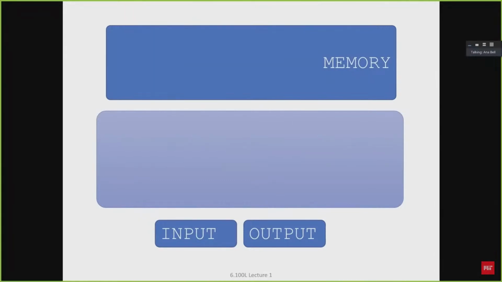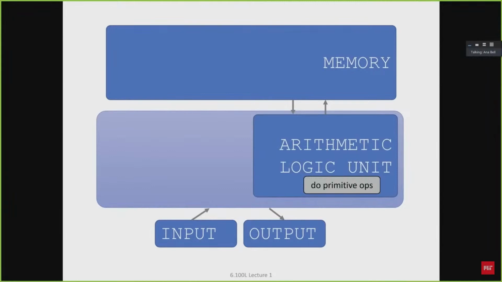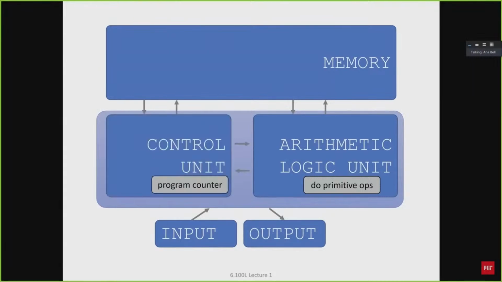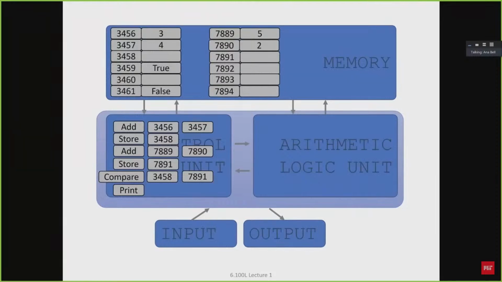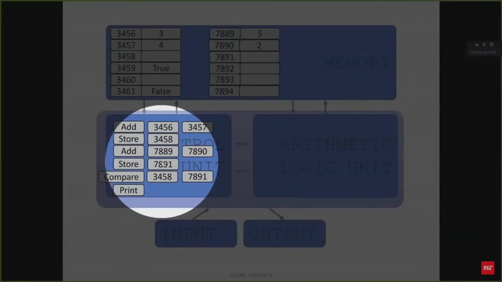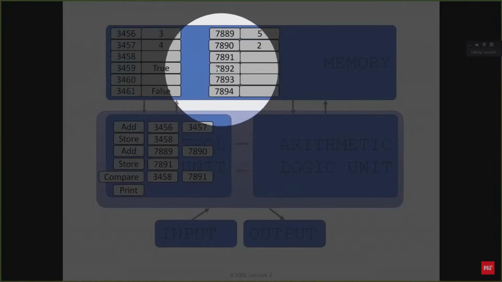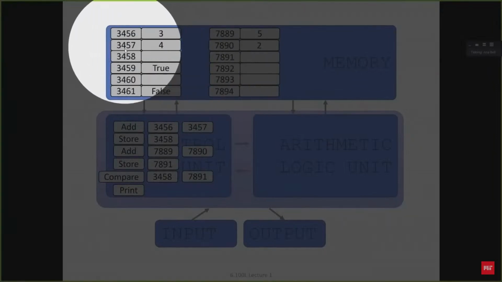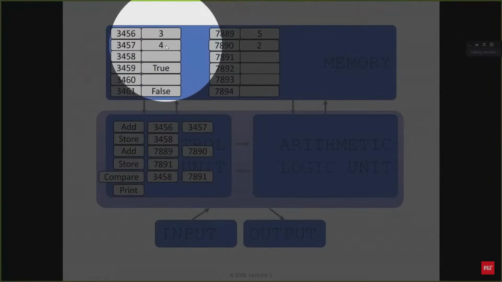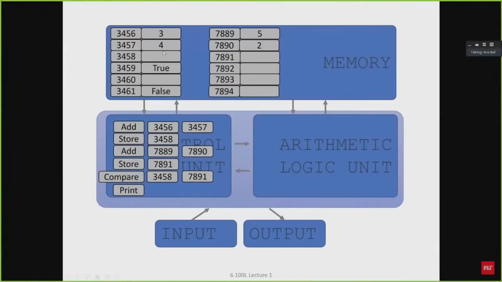So the computer basically has memory where things are stored. It has an arithmetic logic unit that does operations. It knows how to add things, subtract things, multiply things, compare things. And then it has the control unit where the program counter is set. And this is where you put a program in. So let's see if this works. This is a program, and up here is our memory. So we have a bunch of memory locations, 3456, 3457, and at each of these memory locations, we have some values stored, pre-filled.